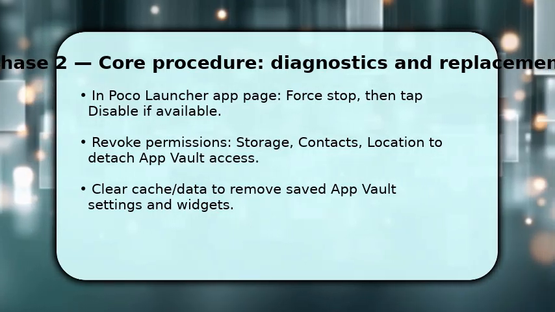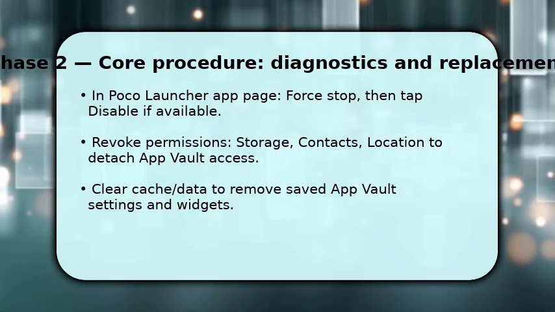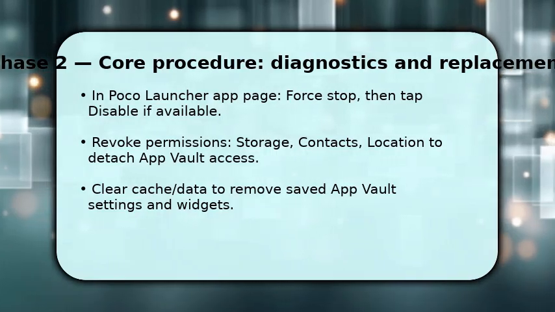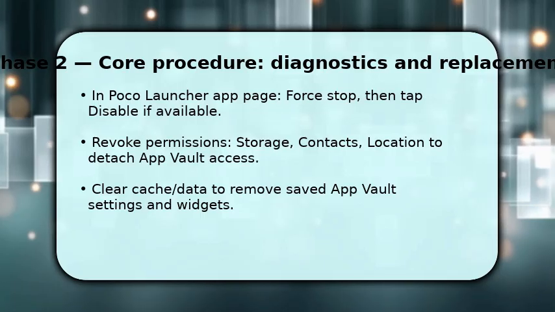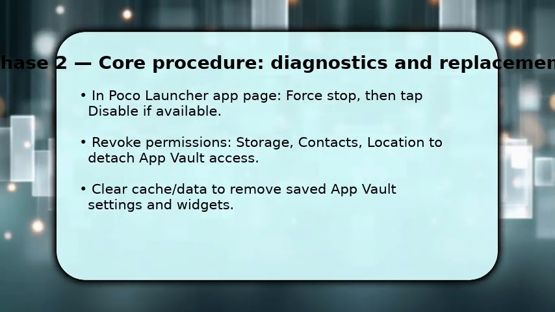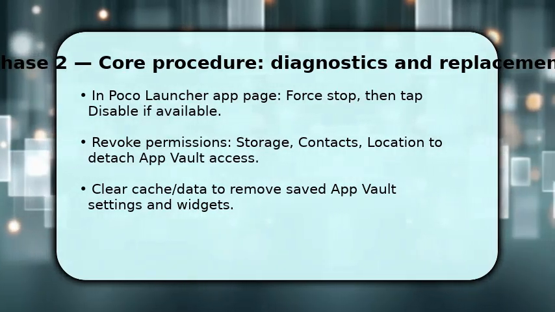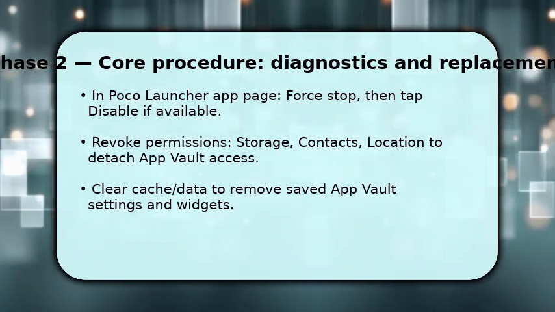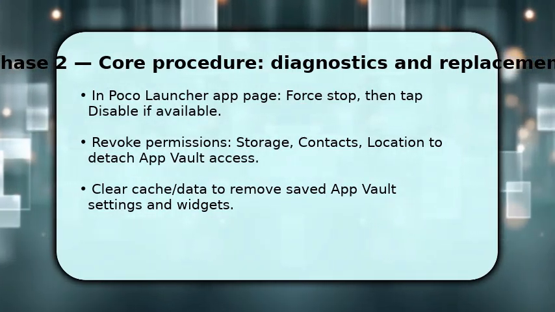Then clear cache and, if safe, clear data to remove App Vault state and widgets. Expect some layout reset. If disable is available, use it. If not, proceed to uninstall updates to revert the launcher to a removable system version before final removal.